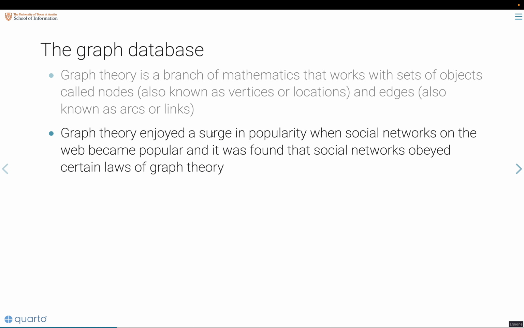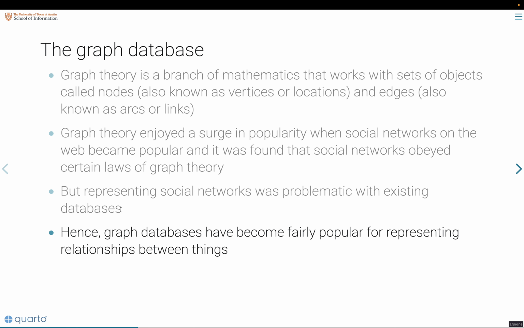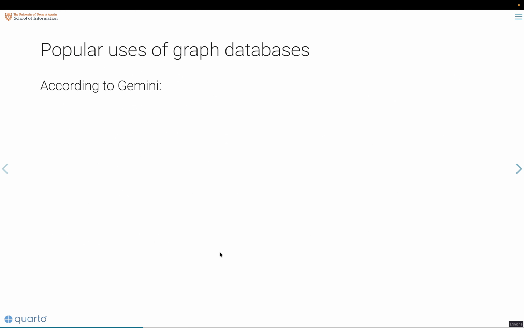And graph theory enjoyed a surge in popularity when social networks on the web became popular, and it was found that social networks obeyed certain laws of graph theory. But representing social networks was problematic with existing databases. This is back in the 1990s and early 2000s. And so graph databases came into existence in the early 2000s and became fairly popular for representing relationships between things.